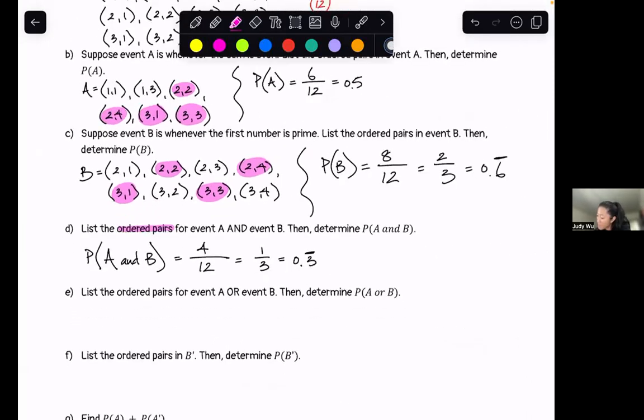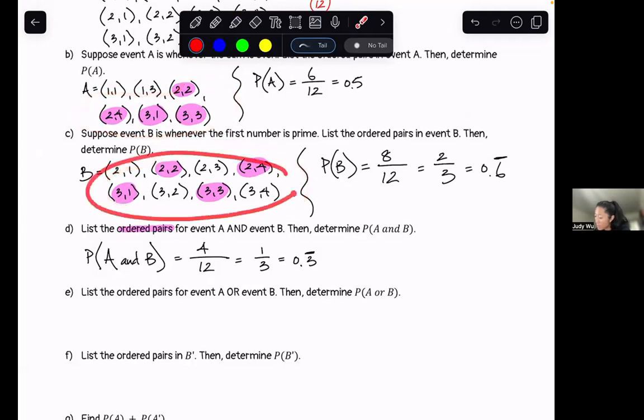All right. Part E looks super similar, except it says list the ordered pairs for event A or event B. Okay, so that just means all the things that happen in all of them together. And they could repeat, and that's okay, but they don't have to. Like, they might just be in A and not in B, or they might be just in B and not in A. Okay, so let's see. I know that these 4 are already in B. All right, so I've got 8 in B plus these 2, the 1, 1 and the 1, 3 that had an even sum, but they don't start with a prime number.